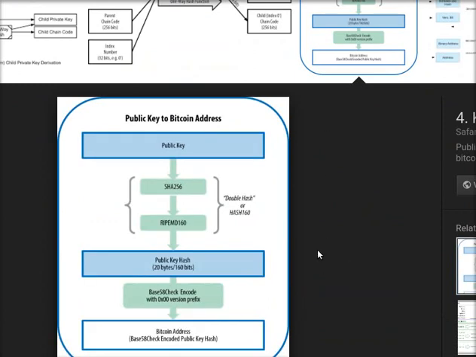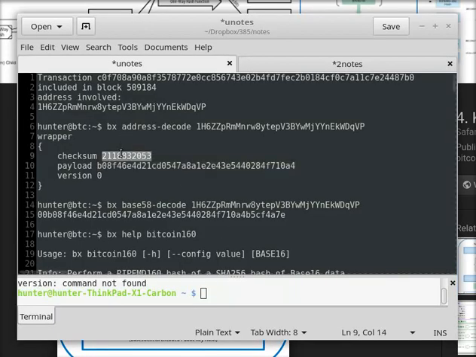And so you've got a public key. It gets SHA'd, and then it gets RIPEMD'd, and this gives you a hash, and then you get the base 58 check encoding, and then you get the Bitcoin address. So you can decode the address and do this backwards, and so you can separate out the public key hash and the checksum. So that's what we just did. So it turns out that the checksum is this, and the payload, quote unquote, is that. So what is that? That's the RIPEMD hash of the SHA-256 hash of the public key.